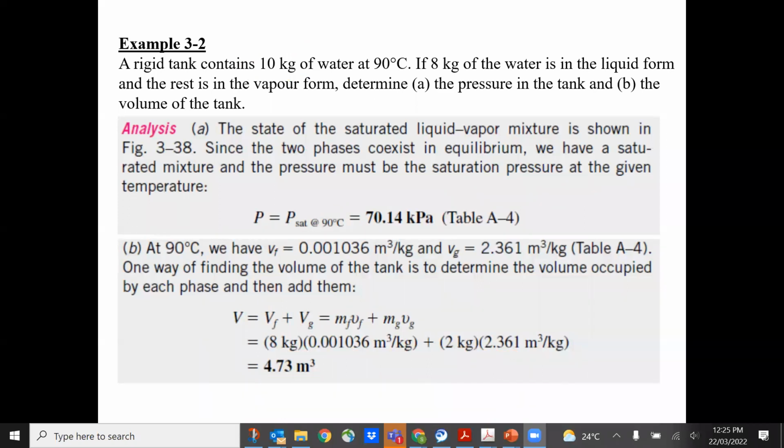Okay, all right. So this is actually the volume of the tank. We know that because it's rigid, part of it is liquid and the other part is gas. Because it's rigid, it's contained in one space. If we know the volume of the liquid and add to it the volume of the gas, then the total volume will be the volume of the tank. Any question? That's one way.